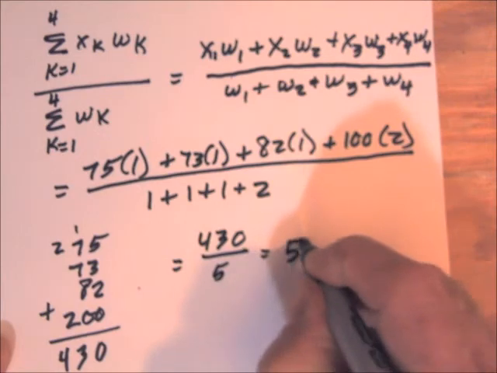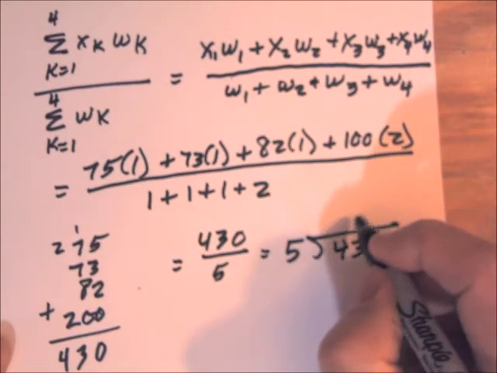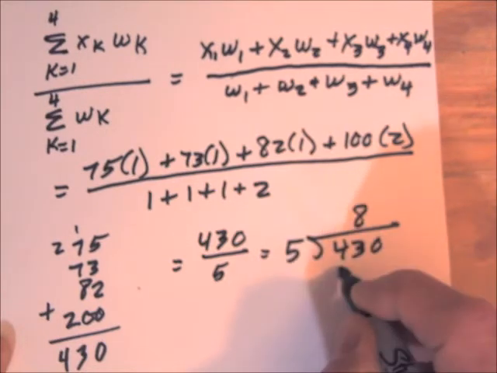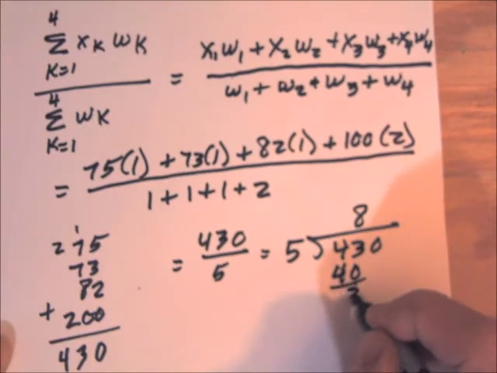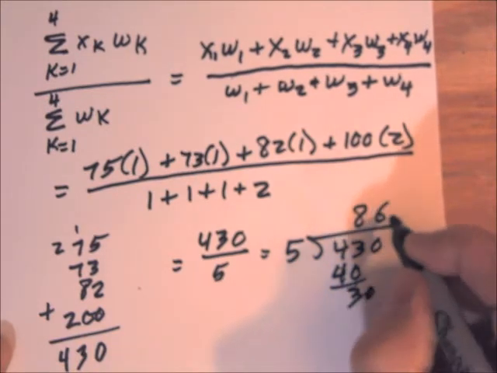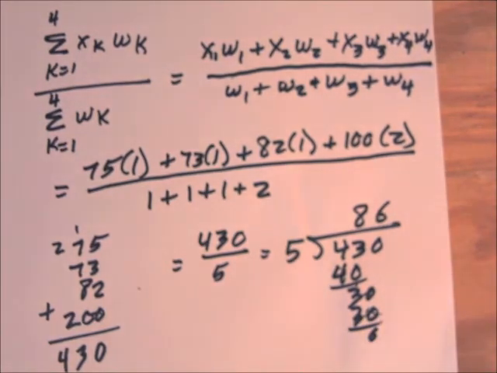5 into 430. 5 doesn't go into 4, it goes into 43 8 times. 8 times 5 is 40. Remainder 3, bring down the 0. 5 into 30 goes 6 times. Remainder 0. So the weighted mean is 86.